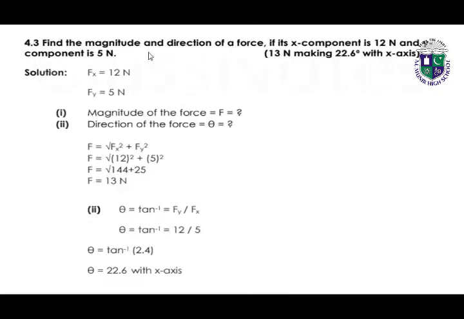Next, find the magnitude and direction of a force if its x component is 12 Newton and y component is 5 Newton. So here the forces are given. Fx is equal to 12 Newton, Fy is equal to 5 Newton. We have to find out the magnitude of the force and the direction theta of the force. So we have this formula which I told you in the above numerical. By putting the values of Fx and Fy, we will get the force which is 30 Newton.